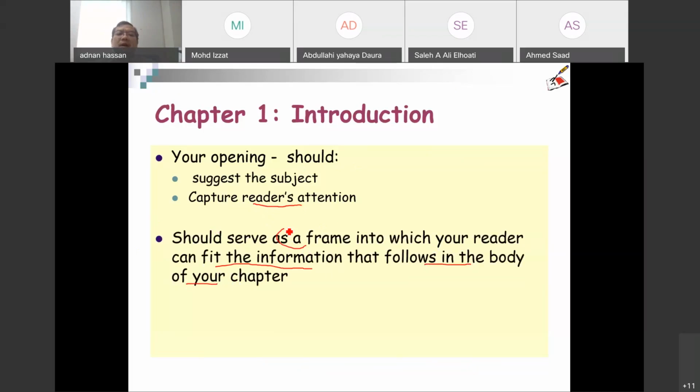Serve as a frame. A frame means a broad idea to capture the interest of the reader. Don't introduce something complicated, which is very technical, that nobody understands, only you understand. The introduction should attract the reader, even from a different area. That's why we put something broad there.